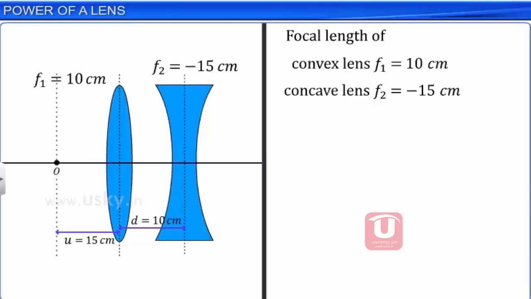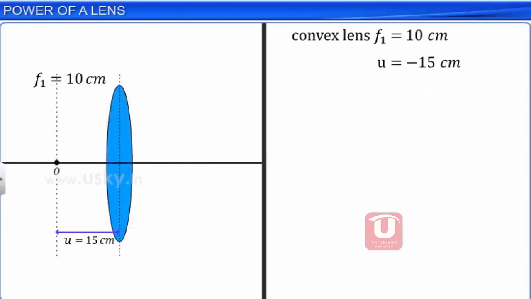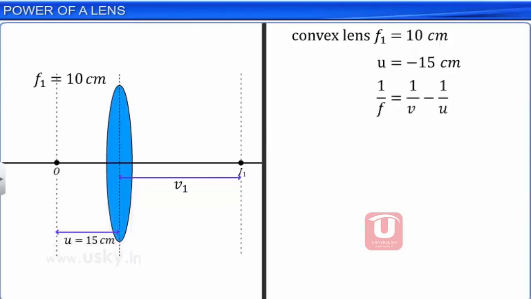First, let us find the position of the image I1 formed by the convex lens only. Let the image distance be V1. On substituting these values in the thin lens formula and solving for V1, we get V1 equal to 30 cm. Hence, the image is formed at a distance of 30 cm from the convex lens.